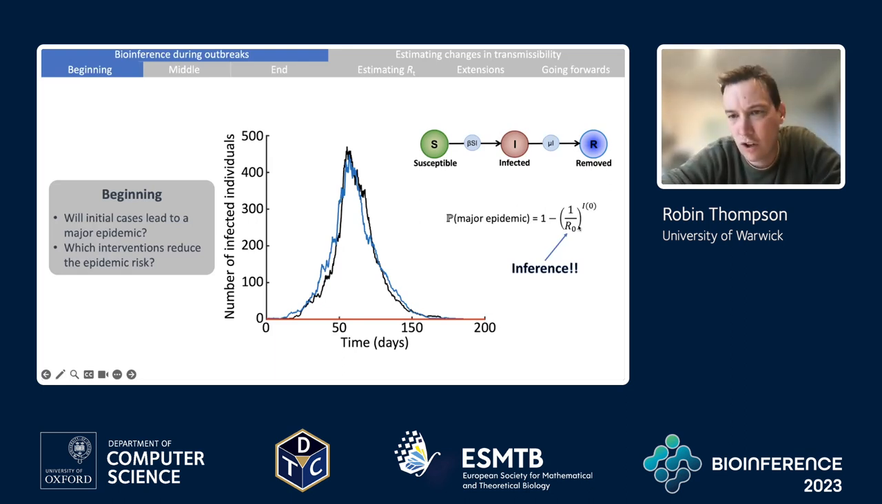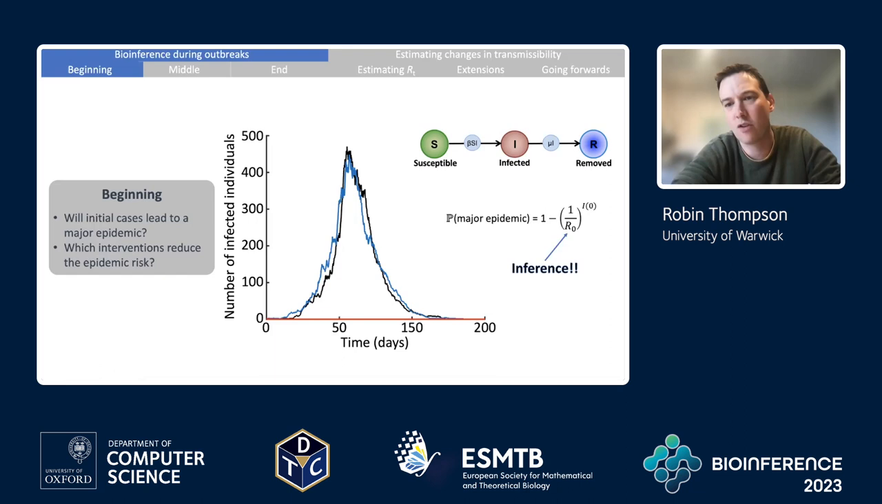So 1 minus 1 over the basic reproduction number of the pathogen, raised to the power of the number of infected individuals you start with. But the key point here is that if you want to estimate the probability of a major epidemic, then something you need to know is the basic reproduction number, which characterizes pathogen transmissibility.